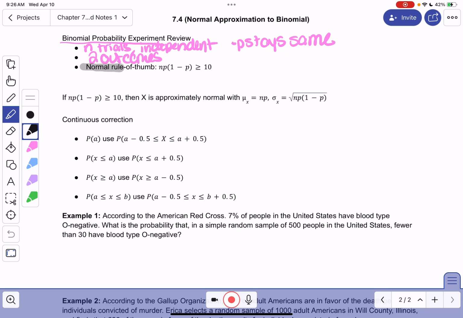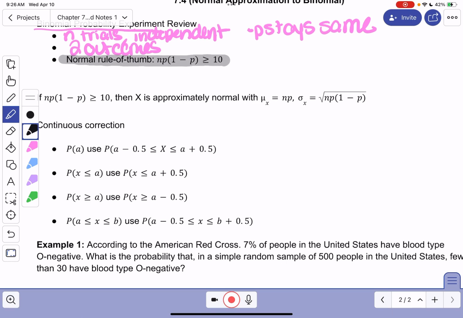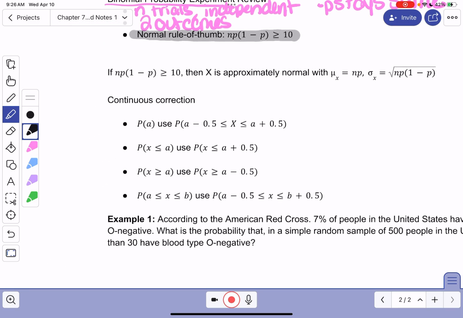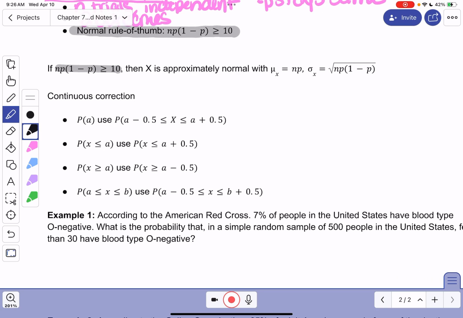Now we have this normal rule of thumb. If NP times 1 minus P is greater than or equal to 10, we can use the normal curve to approximate those probabilities. So we're saying the population is approximately normal, and we can use the normal curve instead of binomial. You start by checking that. If it is at least 10, then you can find the mean and standard deviation and use the normal curve. If it's less than 10, then you have to use binom PDF or CDF.